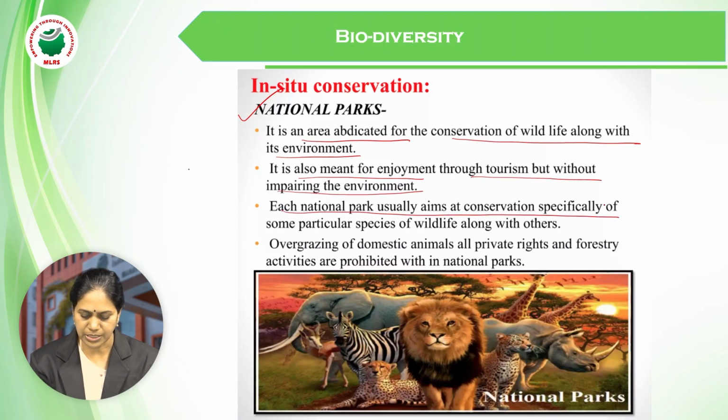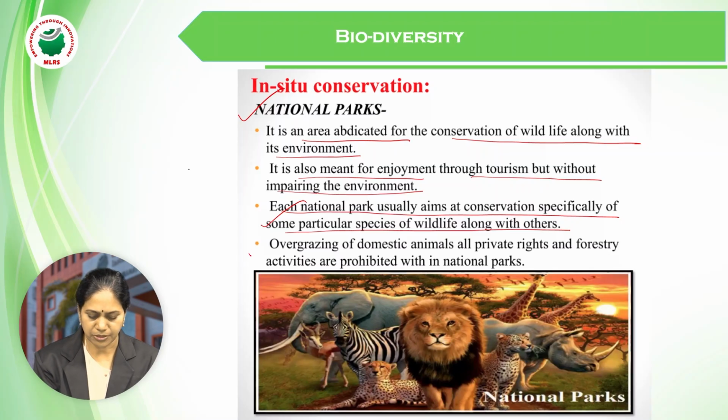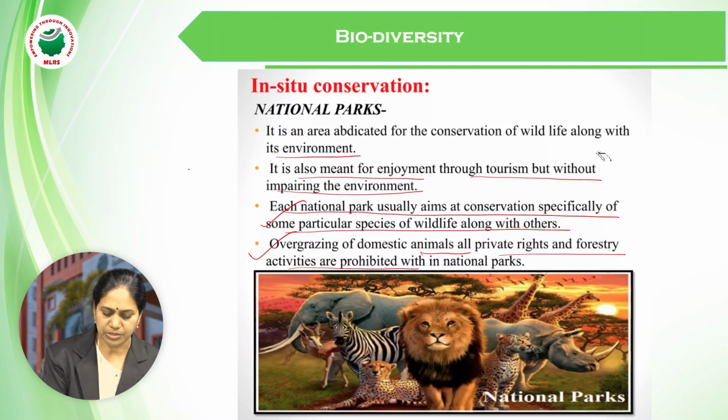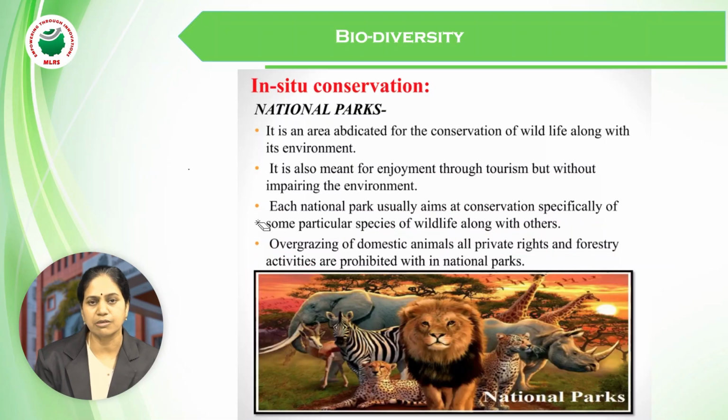Each national park usually aims at conservation specifically of a particular species of wildlife along with others. All the species are protected as they are in their natural habitat. Overgrazing of domestic animals, all private rights and forestry activities are prohibited in national parks, because the main aim is to conserve the particular species which are on the verge of becoming extinct in their own habitat, along with the other species in that particular forest.